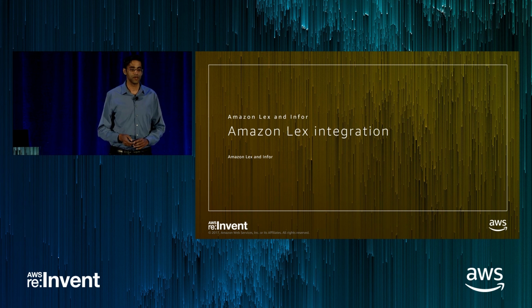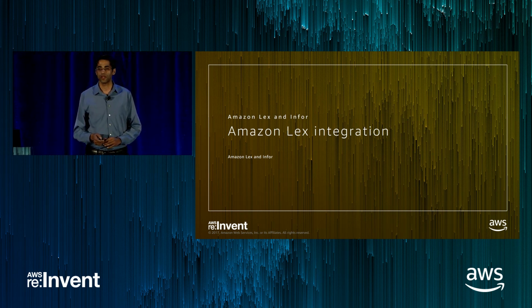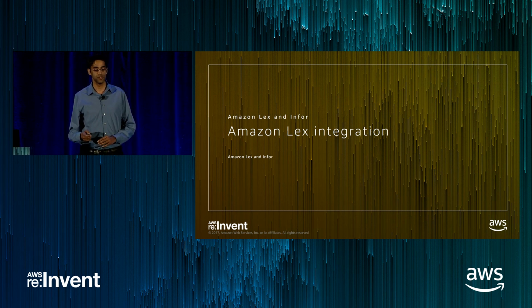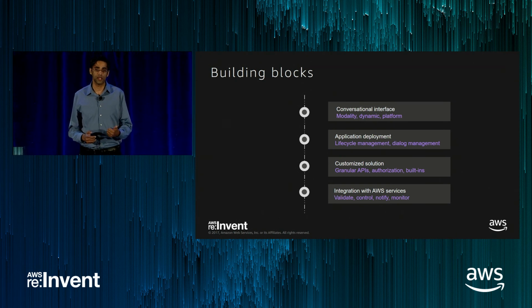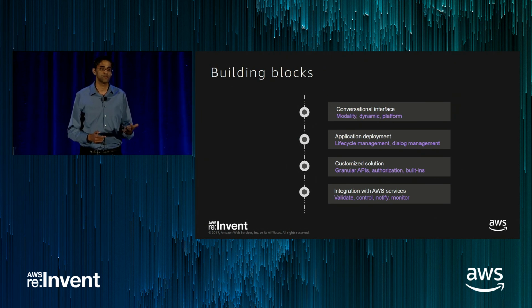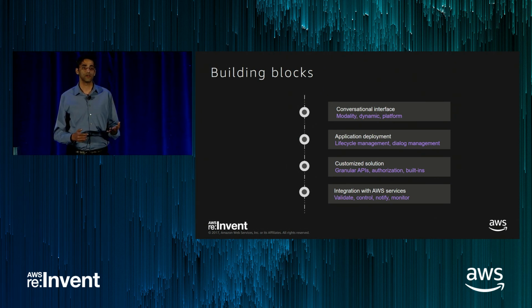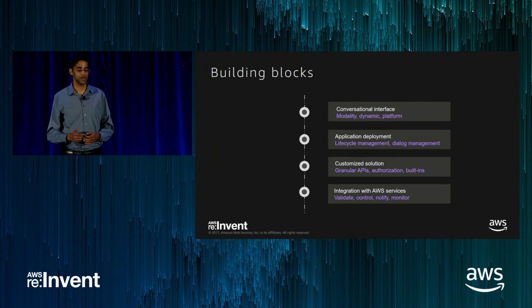So in the next few slides, I want to quickly recap the building blocks that Amazon Lex provided to make this integration possible. And so first requirement that Infor had for us was a baseline conversational interface. And this included the modality, so speech in, speech out, speech in, text out, all the different combinations. Also, the requirement was it should be hands-free or voice navigation was a need. So we'll talk about how Lex accomplished that.